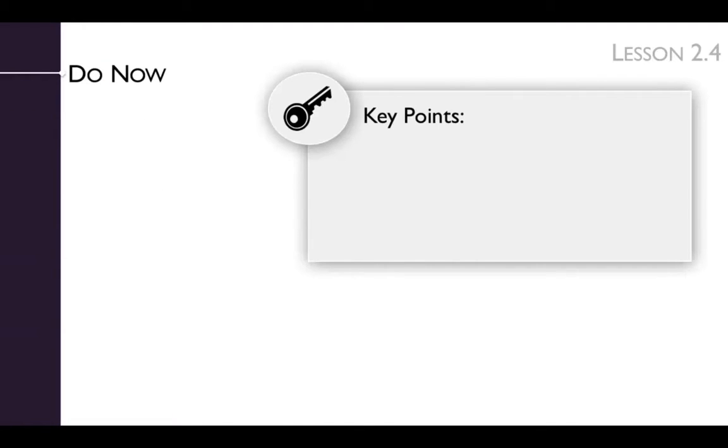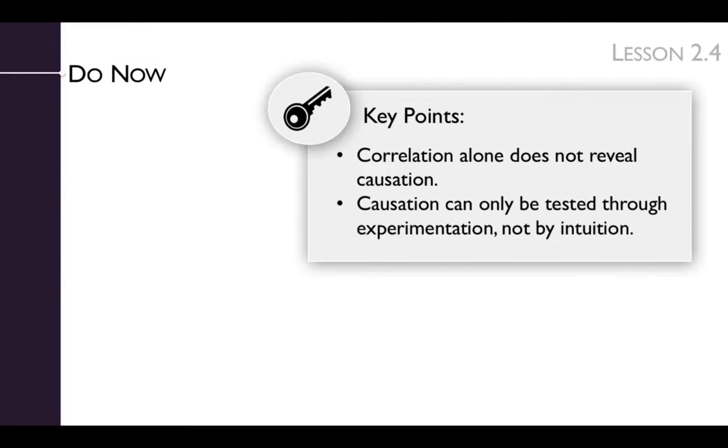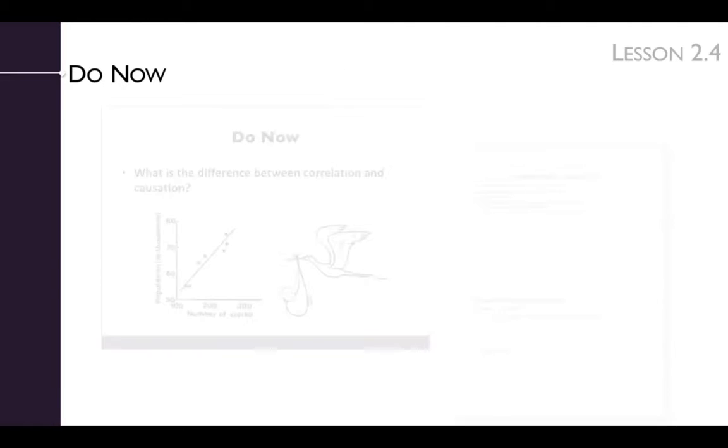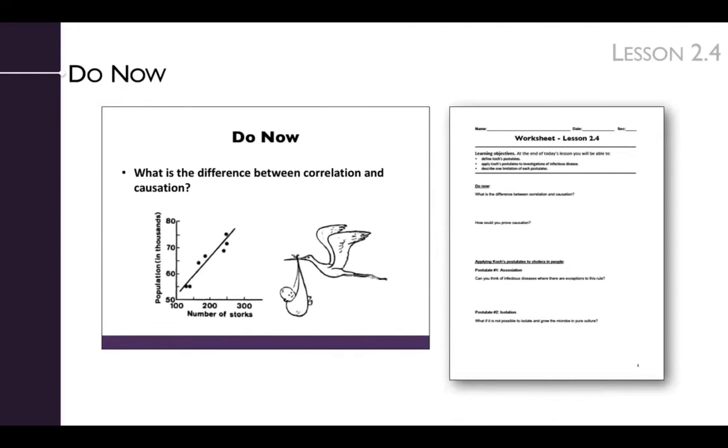The key points of the do now are that correlation alone does not reveal causation, and causation can only be tested through experimentation, not by intuition. We'll get there by brainstorming the difference between correlation and causation. The do now begins by asking students to consider the difference between correlation and causation. This graphic can be used as an example of a correlation that is clearly not causative.